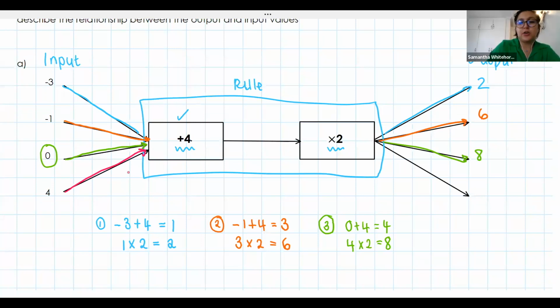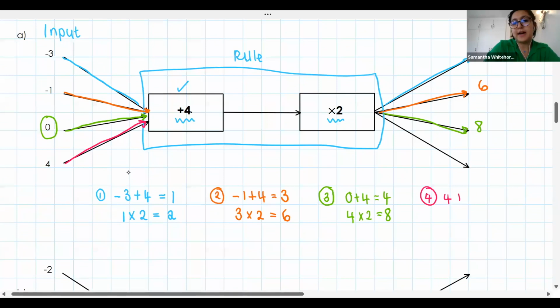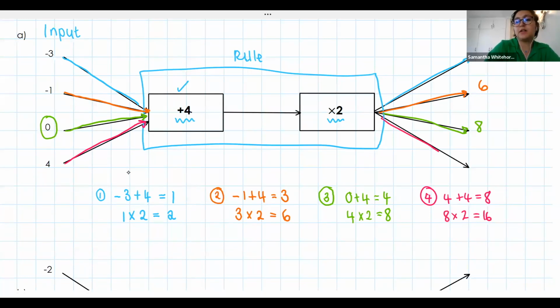Nice, guys. So again, if we take our input of positive 4 and we add 4, we're going to get 8. And then we say 8 times 2, which we know gives us 16. And so our final output here is 16.